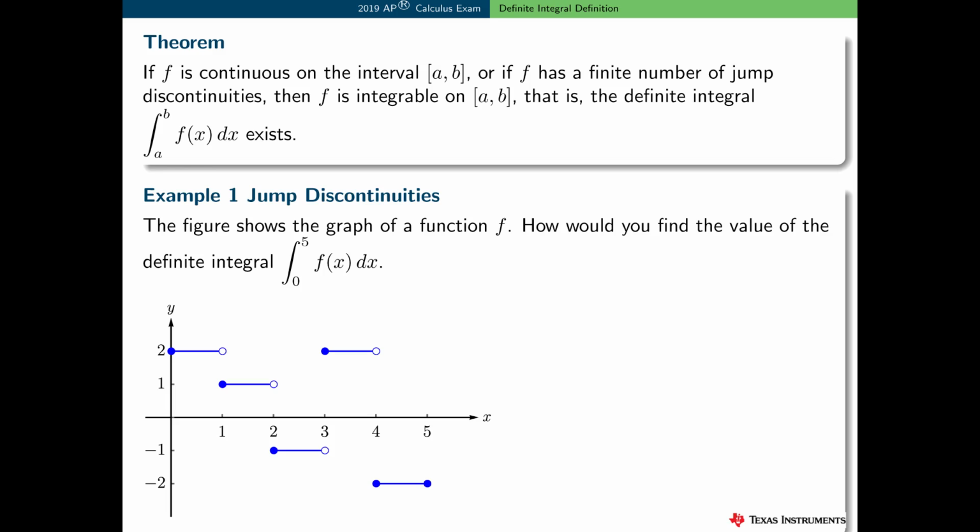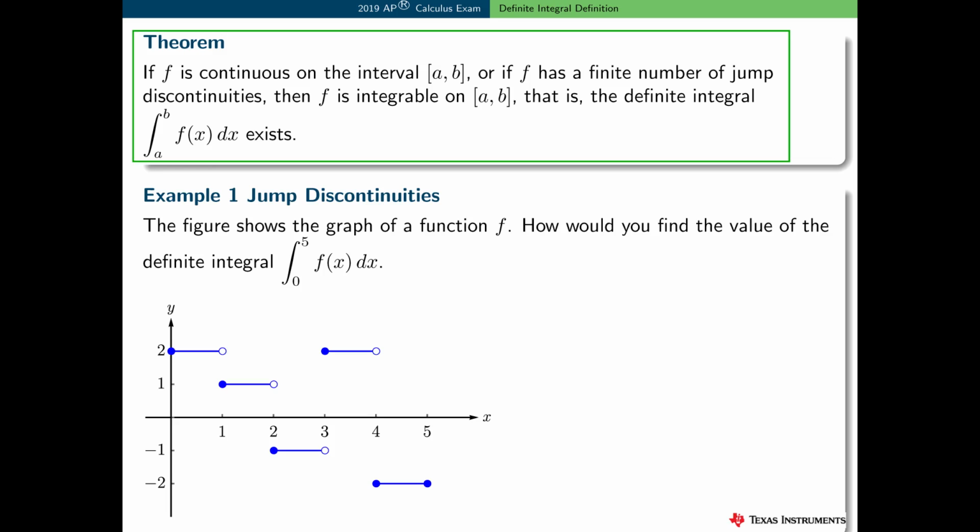The definite integral is defined for an integrable function, but not all functions are integrable. This next theorem shows us the most commonly occurring functions that are, in fact, integrable. It says if f is continuous on a closed interval a to b, or if f has a finite number of jump discontinuities, then f is integrable on that interval a b. That is, the definite integral from a to b of f of x dx exists.